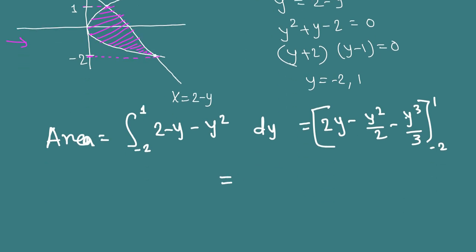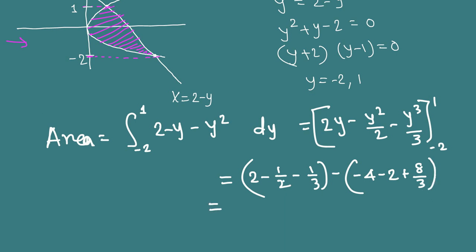Plug in 1 as upper limit minus negative 2. Plug in 1: 2 times 1 is 2, minus 1 squared over 2 is 1/2, minus 1 cubed over 3 is 1/3. That's the upper limit part, minus the lower limit. Plug in negative 2: 2 times negative 2 is negative 4, minus negative 2 squared over 2, which is 4 over 2 is 2, so minus 2, minus negative 2 cubed over 3, which is negative 8/3, and with this minus, positive 8/3. Let me get rid of this parenthesis. It's 2 minus 1/2 minus 1/3, minus negative 4 minus 2, this is negative 6, and minus negative 6 is plus 6, plus 8/3.